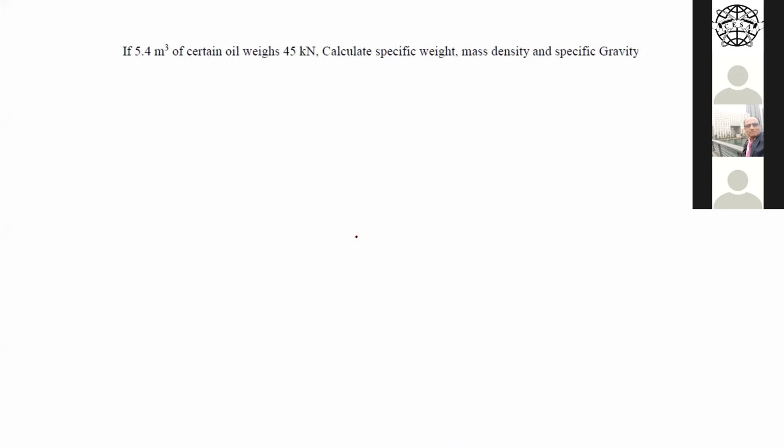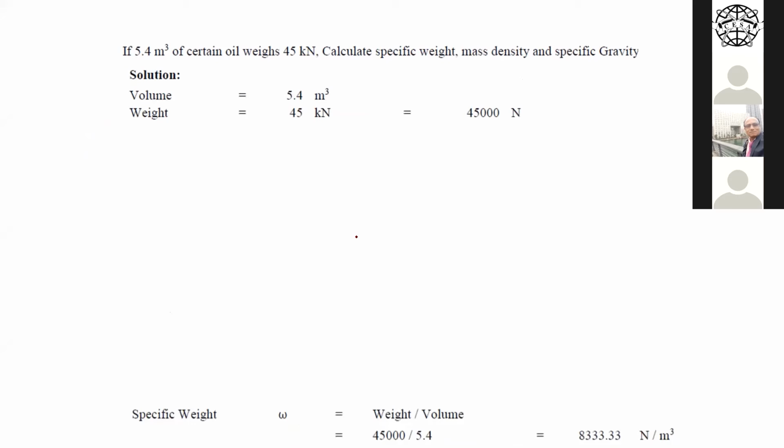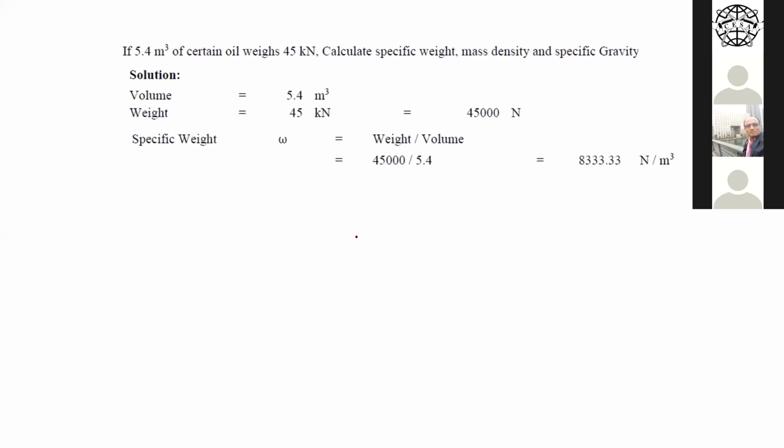Another is like this. For example, here one way of calculating is that if a volume is given and it weighs 45 kilonewtons, you can calculate specific weight, mass density, and specific gravity. Whatever I taught, the concepts can be put to a problem. Specific weight is weight by volume. Simply take its weight. Why did I multiply by 1000? Because I want the units in Newton per meter cube. So I converted 45 kilonewtons to newtons and divided by volume, and I got the specific weight.